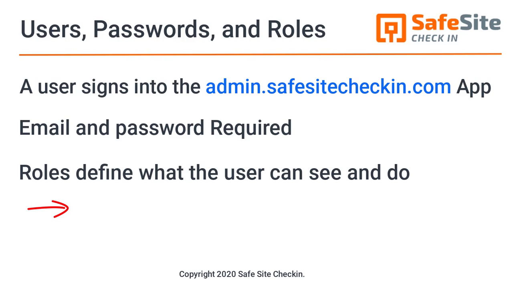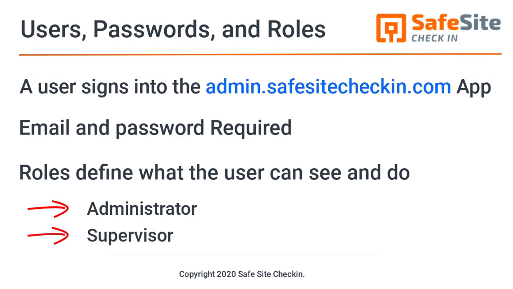There are three different roles in the application. Administrators, who have complete access to see all site activity and create and edit sites and other users. Supervisors, who can see real-time event history activity for a specific list of sites. Examples of users defined as supervisors range from supervisors, safety officers, project managers, business owners, property owners, managers, or agents.